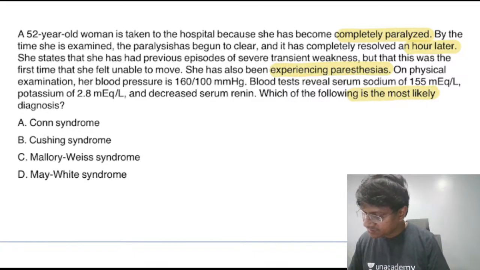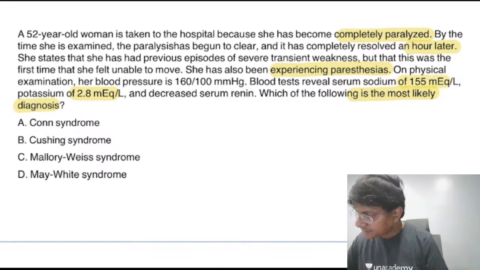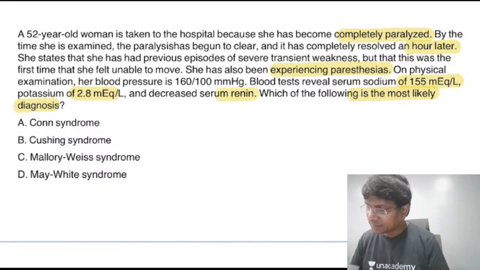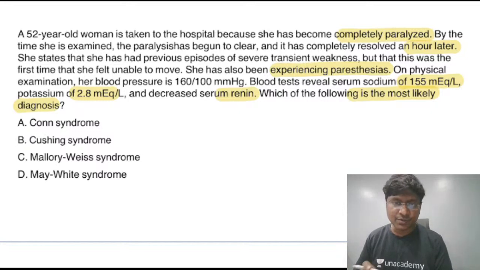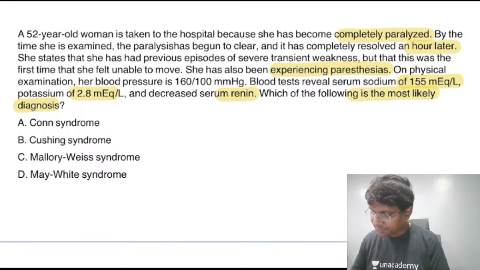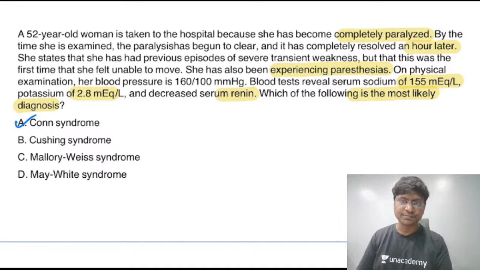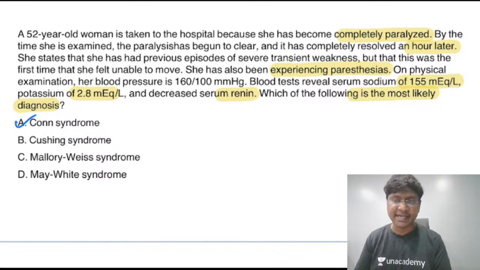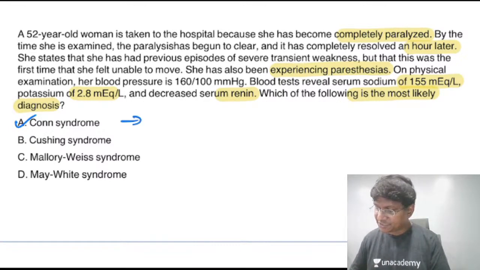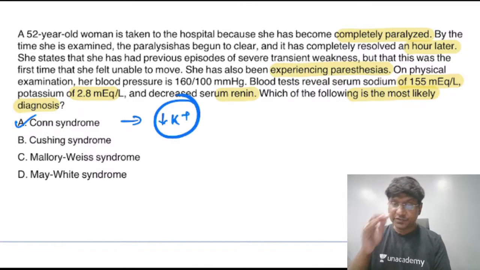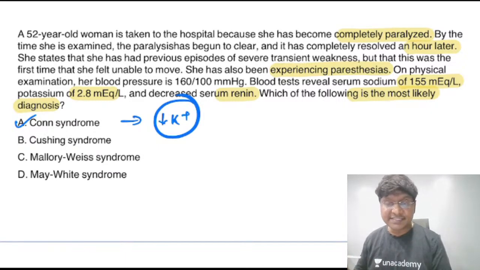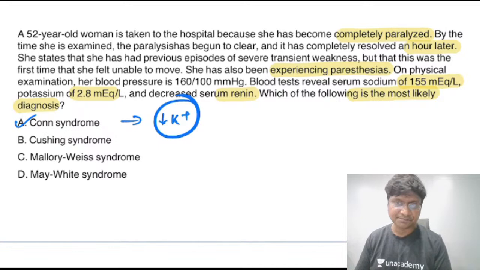Right, so this is a very clear-cut picture of hyperaldosteronism. Right, so what is the clinical scenario where you can have the hyperaldosteronism here? That is the Conn syndrome, which is nothing but your primary hyperaldosteronism. So these patients, they will have hypokalemia, and it is the hypokalemia which will be causing this episodic weakness. It is the hypokalemia which will be causing paresthesia. It is the hypokalemia which will be causing the transient paralysis.